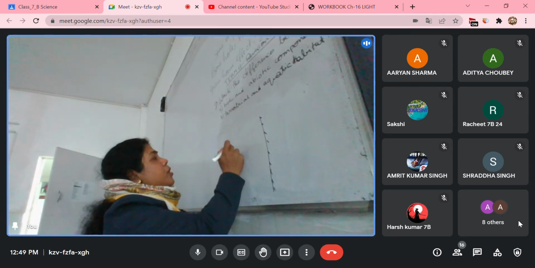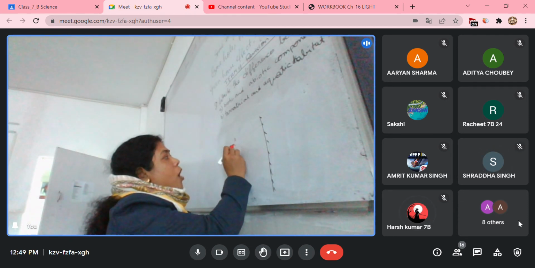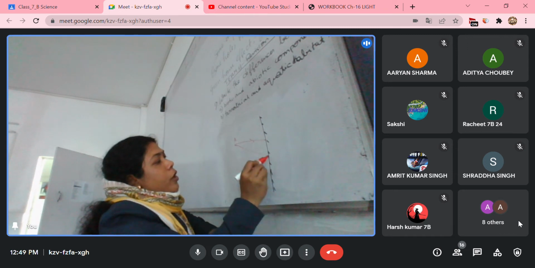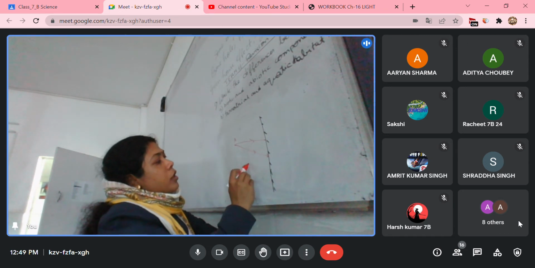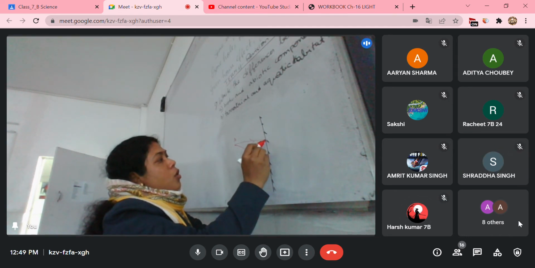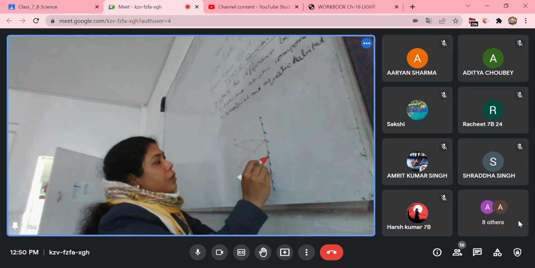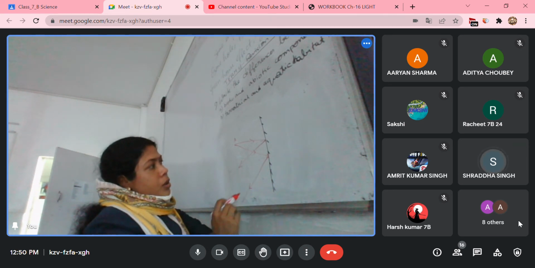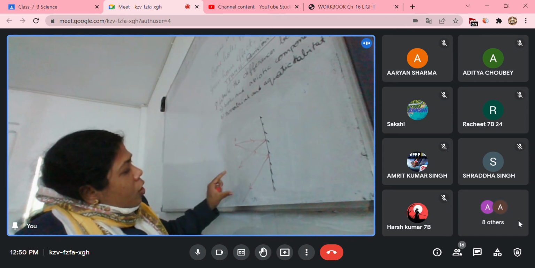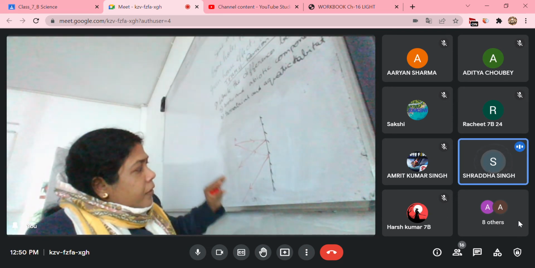So suppose there is an object A over here. Can you see, children? Yes, ma'am. From this point A, two rays are coming and they are falling on the mirror. They will fall on the mirror, yes or no? So after reflection in the mirror, they will bounce back. Can you see whether these are diverging or converging? Will they meet at a point or never meet at a point? Ma'am, they do not meet at a point.